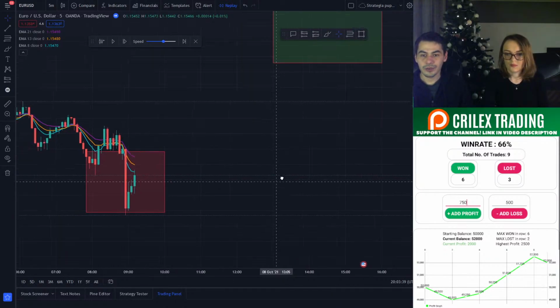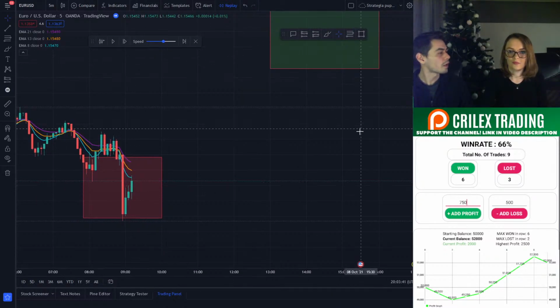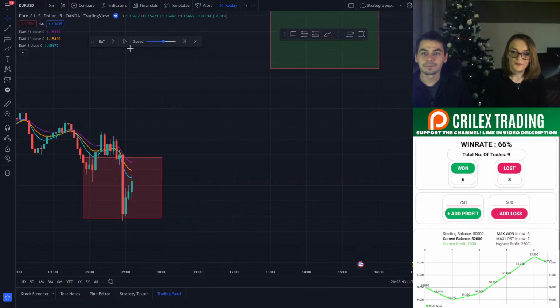Okay, so we have another trigger here. I will just make this square and this square, and then we will switch places. Sure.